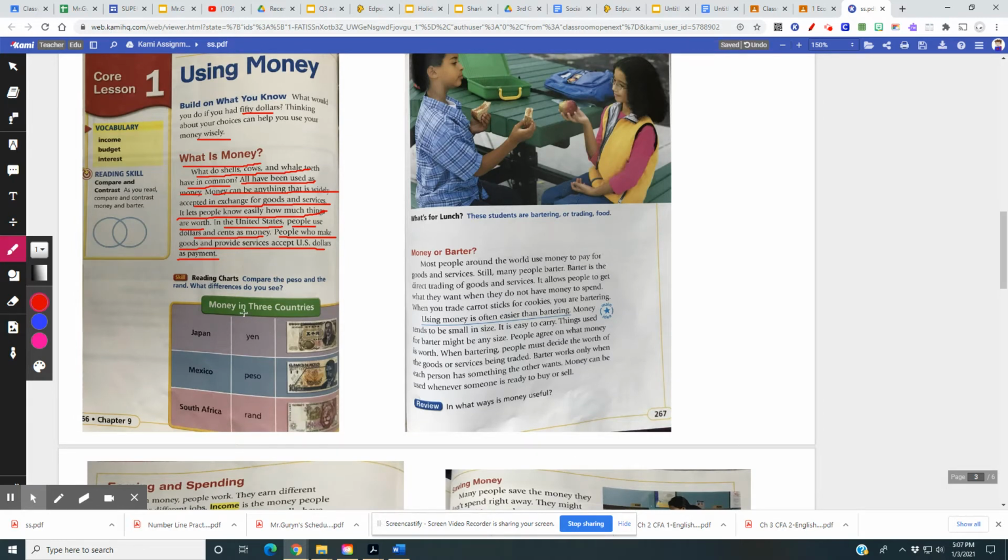Let's take a look at money in these three countries. In Japan, it's called the yen. In Mexico, it's called a peso. In South Africa, it's called a rand. Let's compare the peso and the rand. What differences do you see? I see a big difference here. Okay, let's look at our question over to the right. Have you ever had any money from another country? Have you ever gone on a vacation and actually had some money from that vacation? When my family went on a trip to Mexico, we had a lot of pesos, and my son would call it a peso.